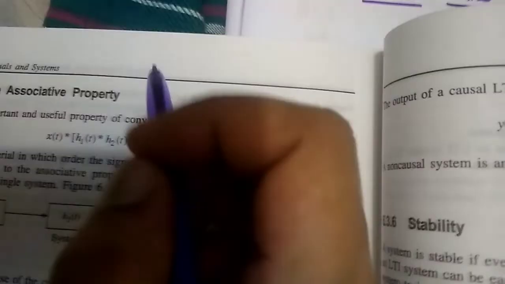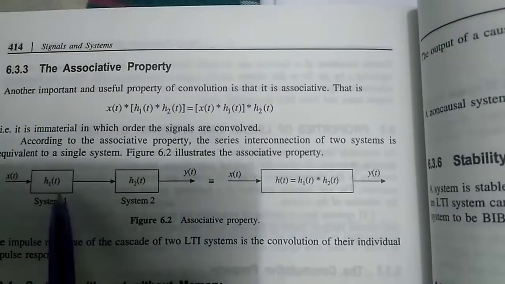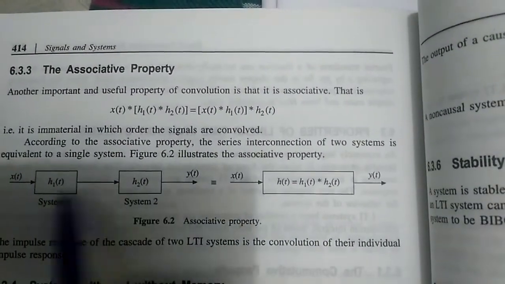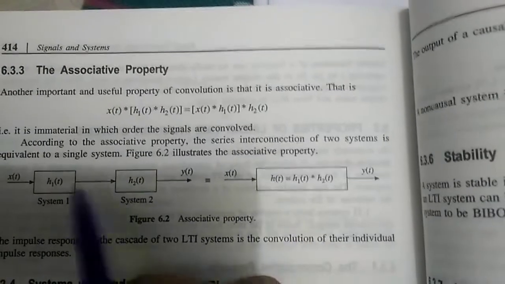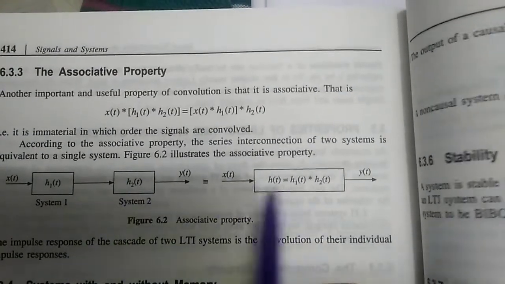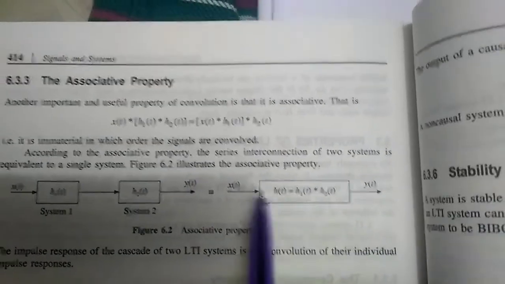The next property is the associative property. Two impulse response systems h1 of t and h2 of t in series connection can be replaced with the convolution of h1 of t and h2 of t, and this is known as the associative property.